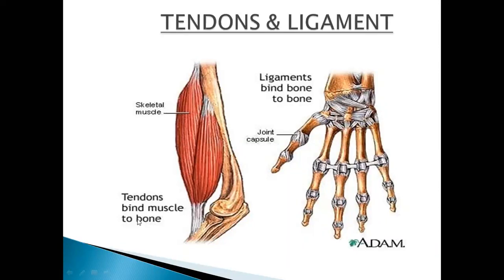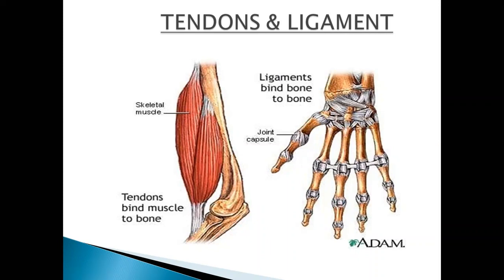Tendons bind muscles to bone. Here you can see these are the muscles, skeletal muscles, fine. And they are attached with these bones. So it is called the tendon. So tendon is here, okay? Next, ligaments bind bone to bone. Here you can see these two bones are joined with each other, right? So the joint capsule, the layer which is joining them, is called the ligament. It is a band of connective tissues. So tendon and ligaments are clear to you, students? Yes.